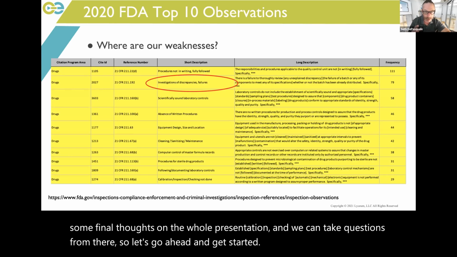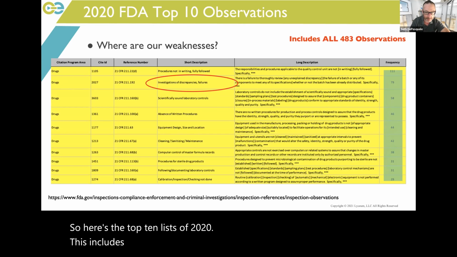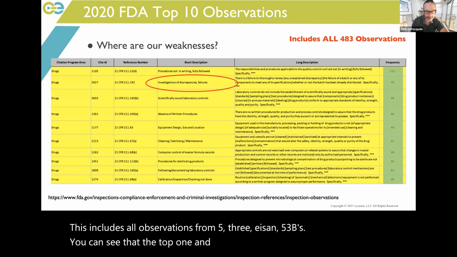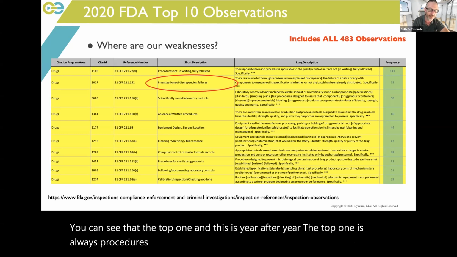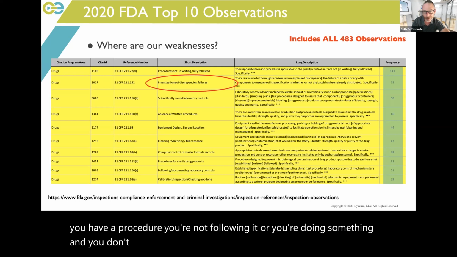So here's the top 10 list of 2020. This includes all observations from 503As and 503Bs. You can see that the top one, and this is year after year, is always procedures not in writing or not fully followed, which means either you have a procedure and you're not following it, or you're doing something and you don't have a procedure for it. So one of those two situations usually.